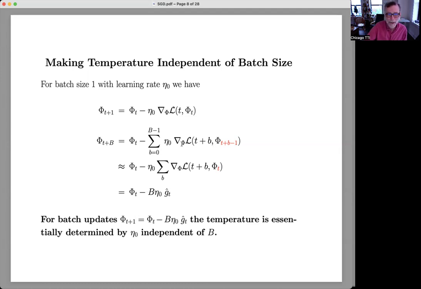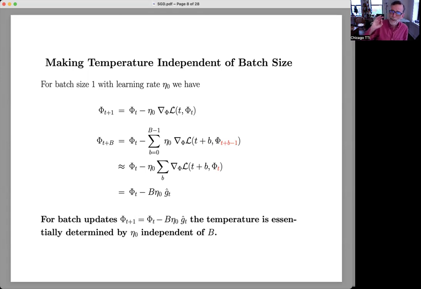That update is going to look at the gradient of the loss at t plus b. So we're getting a different xy pair for each batch element. But with batch size 1, we're also getting a different model parameter at each batch element, right? Because we're doing an update for every single XY pair. So we're getting a different model parameter over those updates.